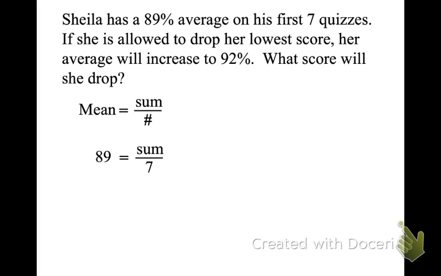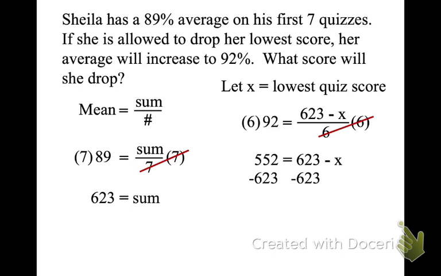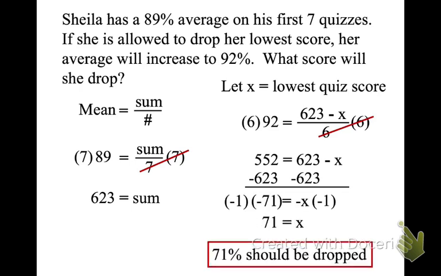So if our mean is 89, that gives the sum. Now this time, we want the new mean to be 92, and X will be our lowest score. So we're going to take that sum, 623, subtract the lowest score, and divide by 6. There we have it. Just a little perspective. They're going to go through a lot more of this once you start.